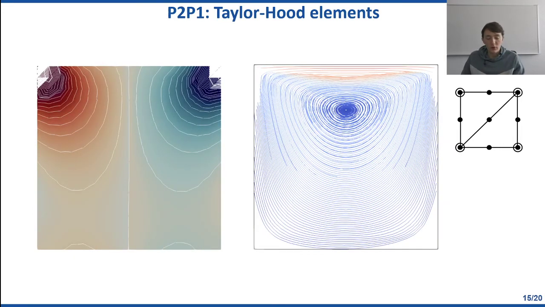Now is this the last one? Let me check. Yeah. So this would be the element that we typically call a stable element. This is the Taylor-Hood element. For this element you can actually prove that both the pressure and the velocity behave in a way that we want them to behave.